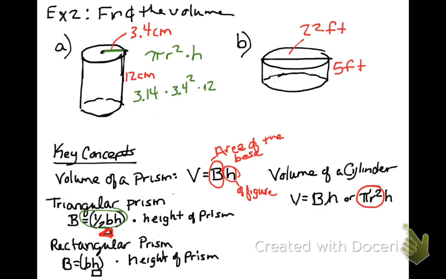3.4 squared equals 11.56. So you have 3.14 times 11.56 times 12. So you're going to do all of that together. And you get 435.5808. So we're going to simplify or round it to 436. So you put the about sign, 436 centimeters cubed.